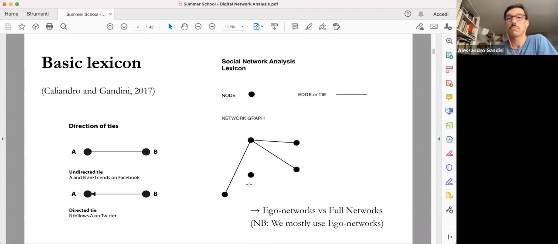It's something that if you're lucky, you can go work for Facebook and they make you work on full network data sets because they have it and they don't give it to us. So that's as basic as that.